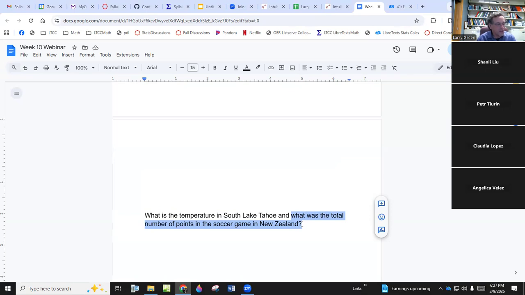Okay, so notice those would have no correlation at all. If you knew what the temperature was in South Lake Tahoe, that's not going to tell you about the soccer game in New Zealand. Is that clear? Okay, so that would have a very close to zero correlation because they have nothing to do with each other.